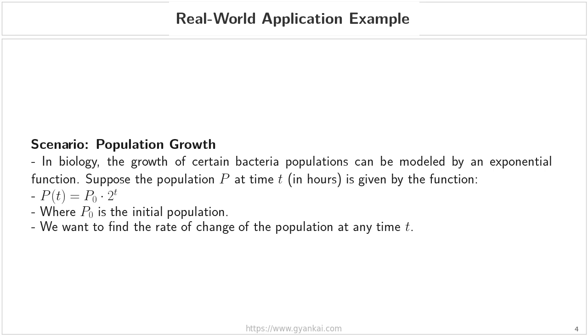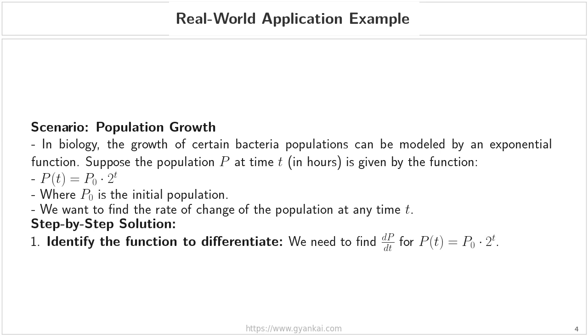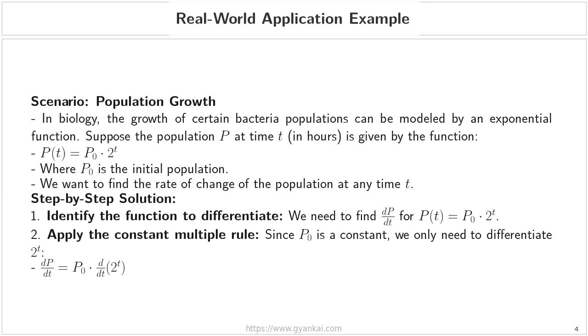Let us walk through the step-by-step solution. First, we must identify the function we need to differentiate. We are looking for the derivative of P with respect to t for the function P of t equals P0 times 2 to the power of t. Second, we apply the constant multiple rule. Since P0 is a constant, it remains unchanged during differentiation. Therefore, we only need to differentiate the exponential part, which is 2 to the power of t.